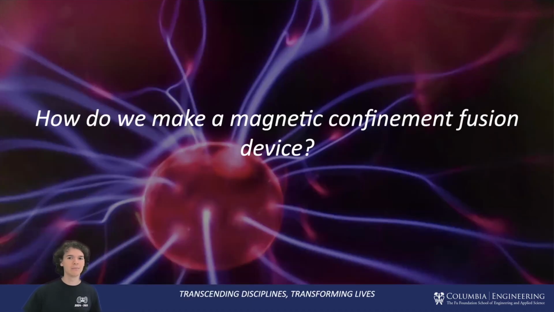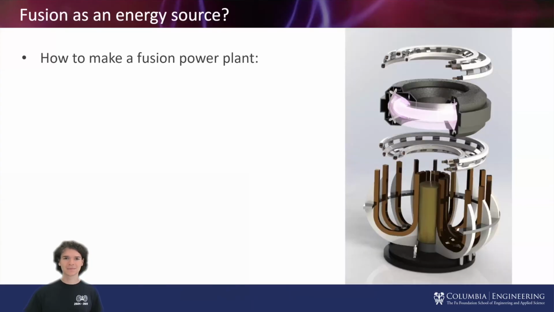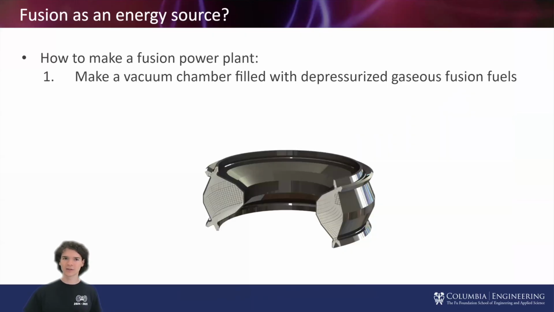Okay, so how do we actually make a magnetic confinement fusion device? Let's go through the basic steps, layer by layer. First, we'll take a vacuum chamber. We need it to be in vacuum so that we have as pure fuels as we can, so that our plasmas are as simple and controlled as possible, and our fusion interactions, what particles are colliding with what, are only deuterium and tritium.